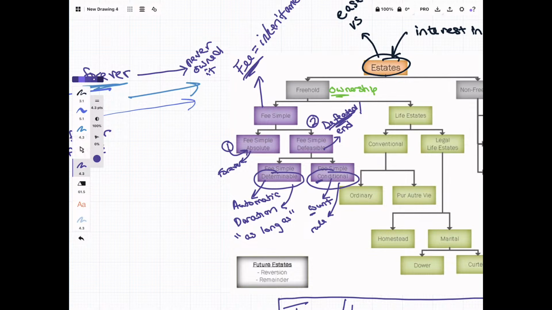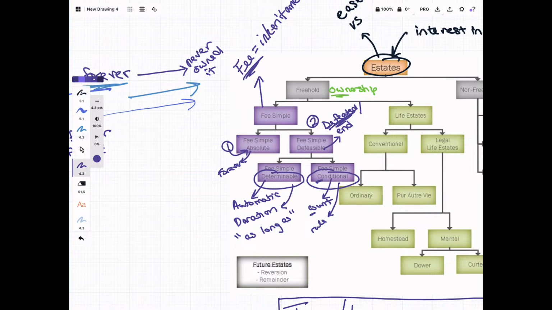So let's just review. You're going to be able to live there because it's an estate. If it's freehold, you own it. If it's fee simple, fee means you own it and it can be inherited.